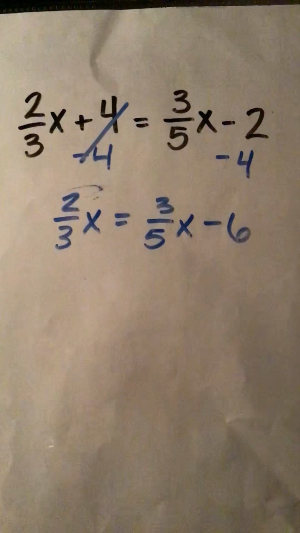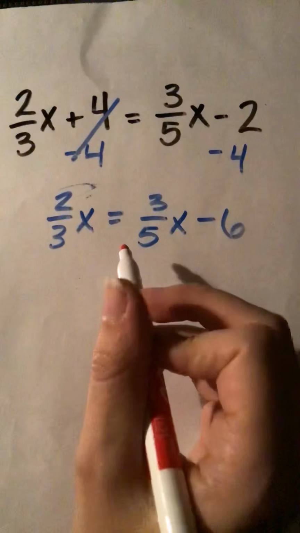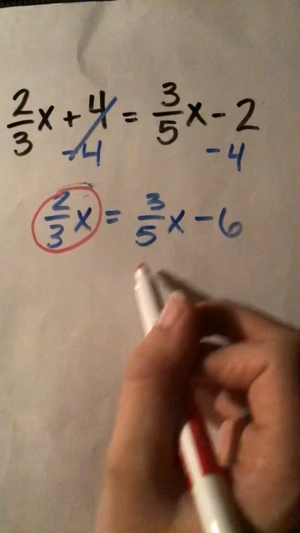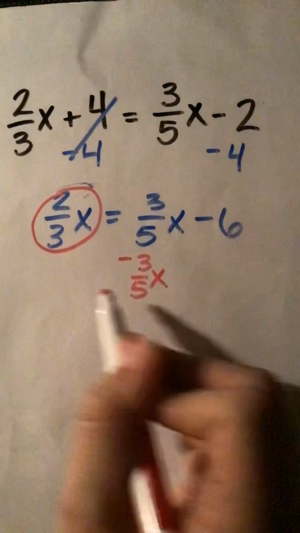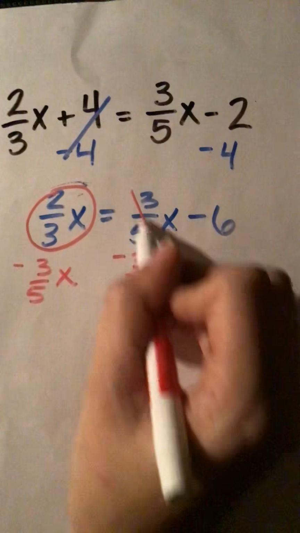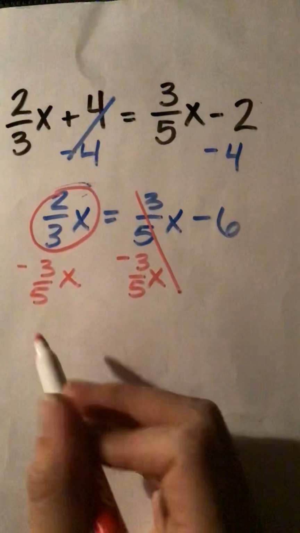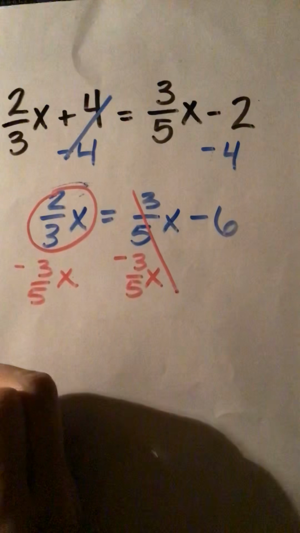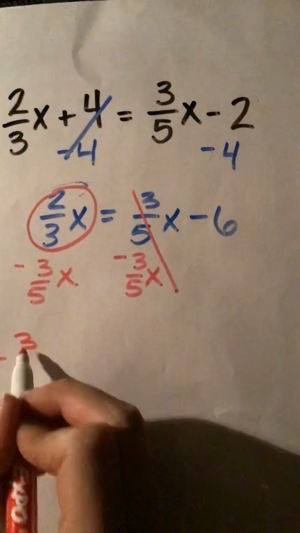From this point, now we're going to move our variable terms to the same side. So I'm going to get rid of the one on the right and move it to the left. So I'm going to subtract 3/5 x from both sides. One thing to keep in mind, just like problem number 14, you want to have a common denominator to be able to subtract these fractions because they are like terms. So I'm going to write these left to right, 2/3 x minus 3/5 x.